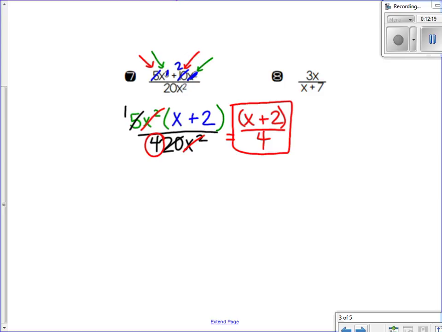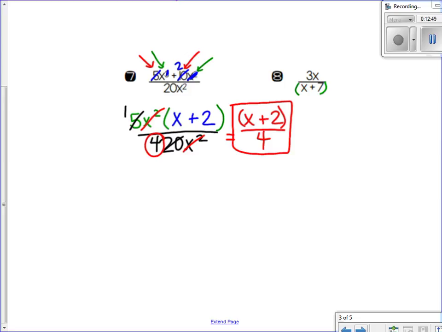All right, looking at the next one. 3x over x plus 7. Okay, there's nothing I can factor out to begin with, not like your greatest common factor. I know some people are probably like, oh, I got x on top and I got x on bottom. But there's one thing that makes it where we can't touch that x on the bottom. It's part of a family. It's x plus 7. We would have to either cancel out the whole thing or nothing at all.